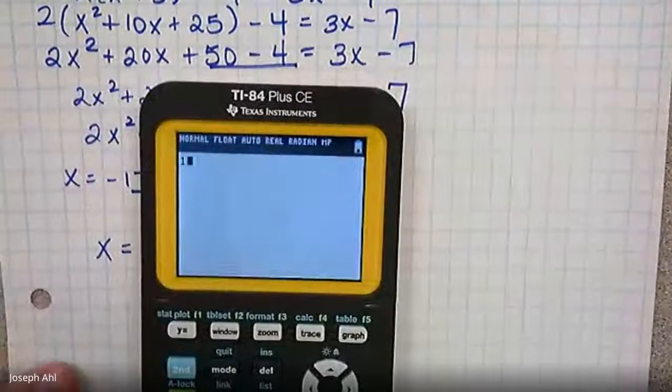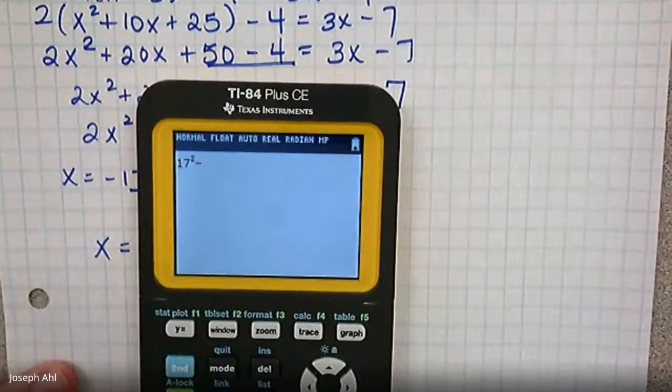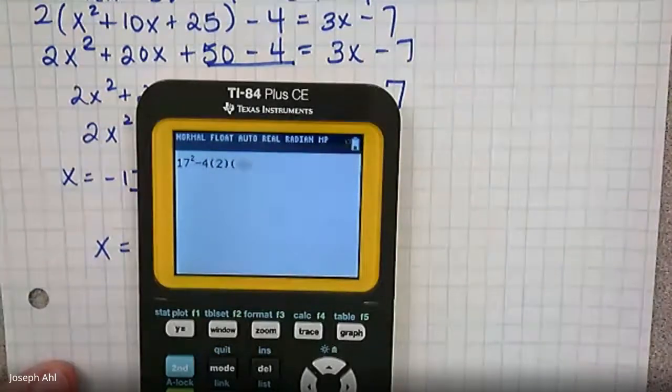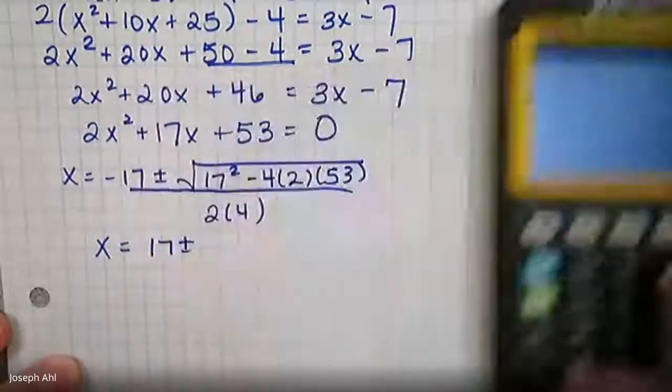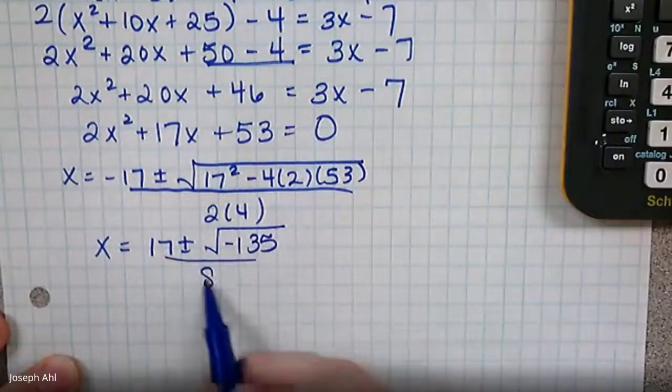So we got 17 squared, minus 4 times a times c, is negative 135 under the radical, and that's over 8.